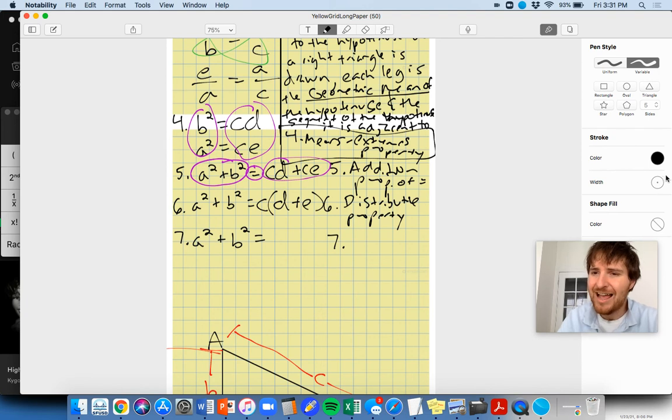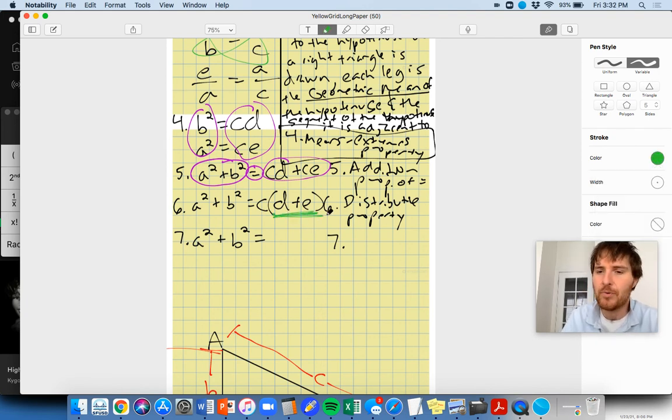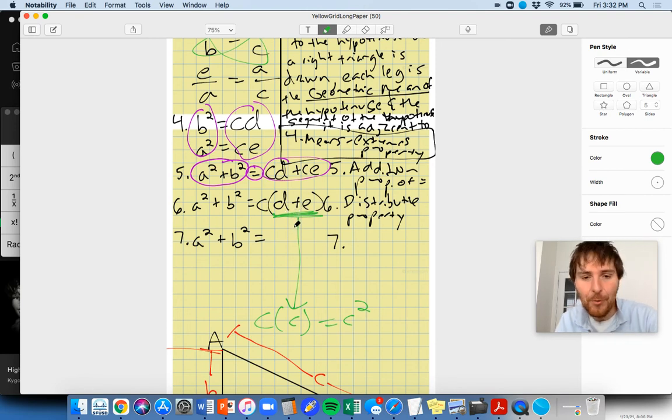Step 7, I sort of skipped over something. This is what step 7 is predicated on: that they have a D plus E here. C is going to be multiplied here. What is our goal? We want to multiply C times C, because that equals C squared. So question, I have C here. Is D plus E equal to C? Why? Right, why? Okay, so let's pull it aside here.